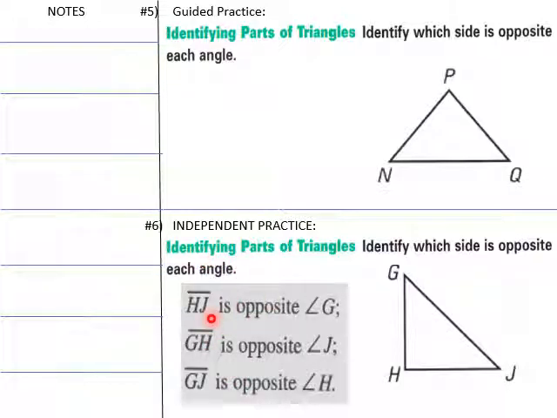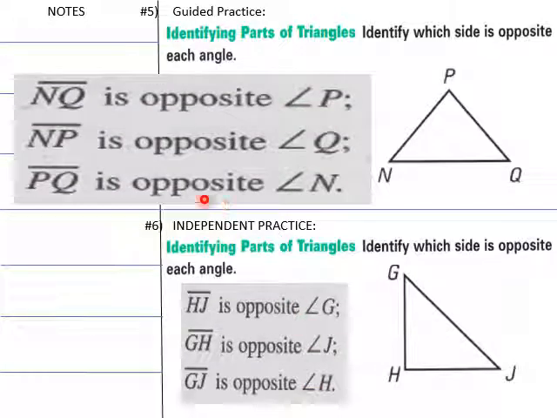Okay, for independent practice, HJ is opposite G, GH is opposite J, and GJ is opposite angle H. So those are your opposite sides. And then up here, NQ is opposite P, NP is opposite angle Q, and side PQ is opposite angle N. So those would be the opposite sides of the angles. Same thing down here.